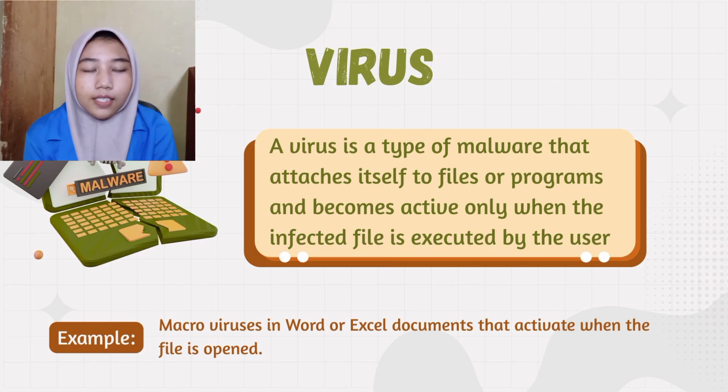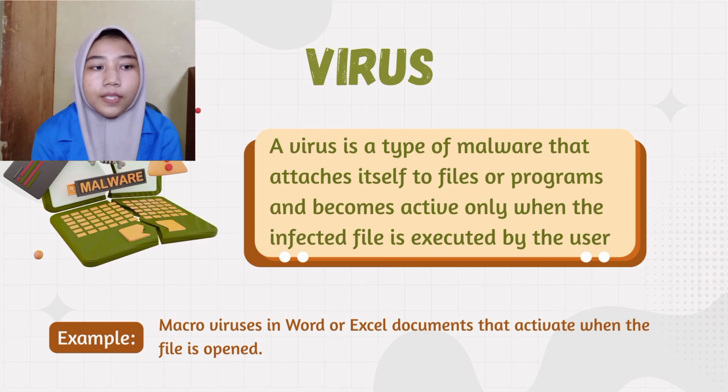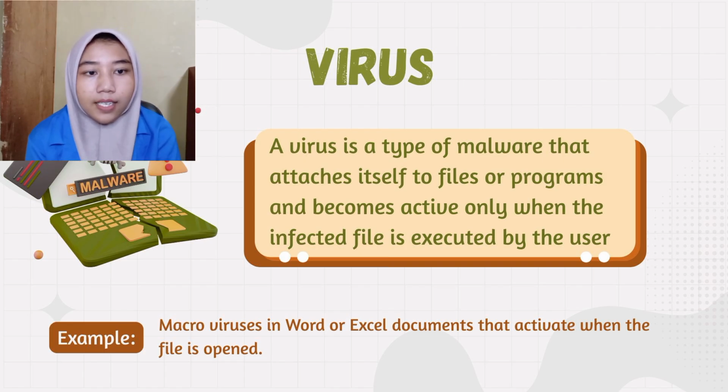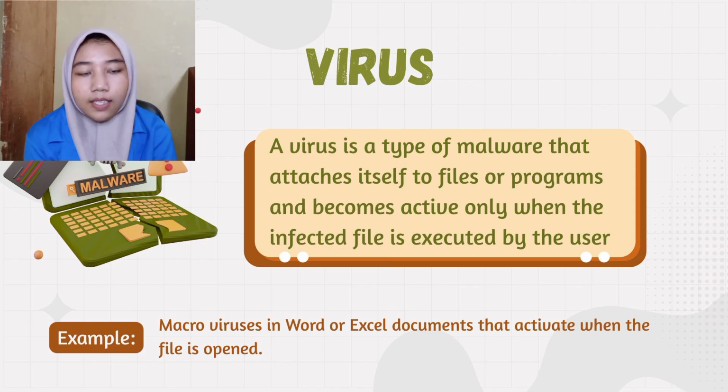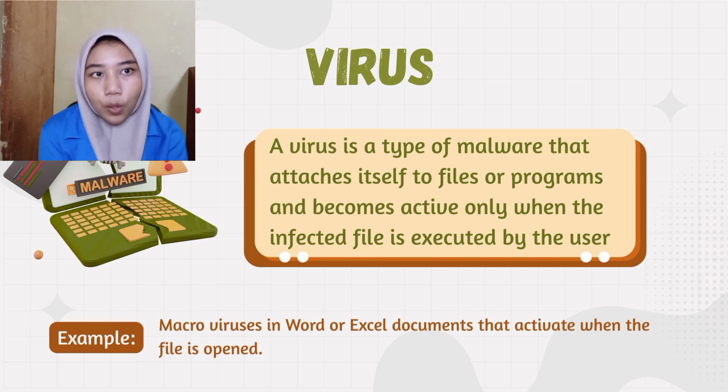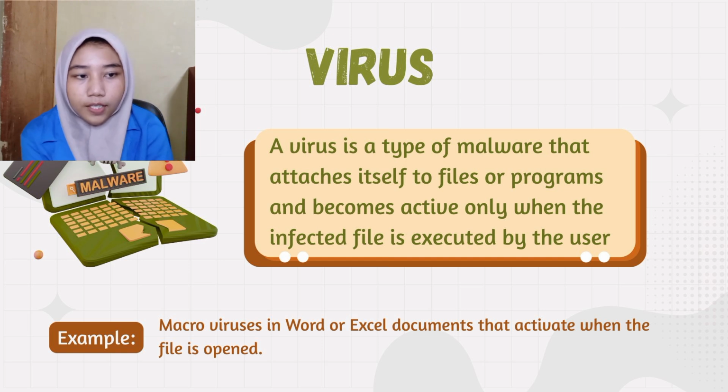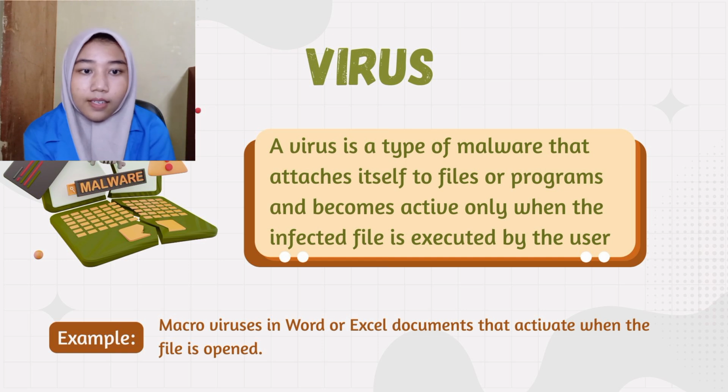Virus. A virus is a type of malware that attaches itself to files or programs and becomes active only when the infected file is executed by the user. Example, macro viruses in Word or Excel documents that activate when the file is opened. These viruses can then replicate and spread to other files.